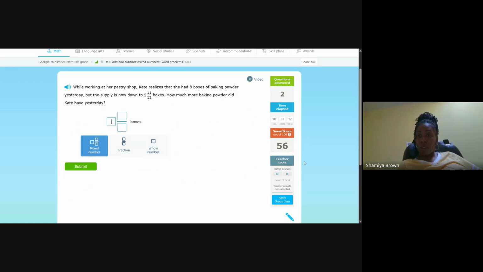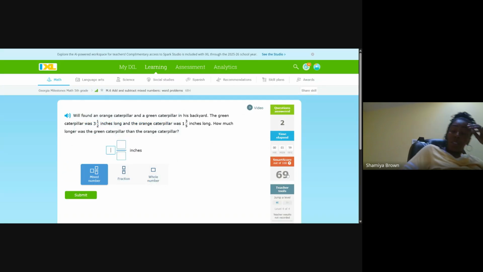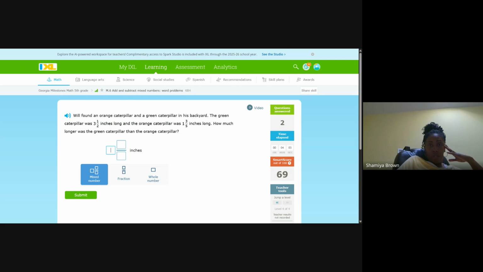Okay, we go to another level. So now you see how the regrouping works. That's what I wanted you to see, one of those. So let me do one more. Will found an orange caterpillar and a green caterpillar in his backyard. The green caterpillar was 3.5 inches long and the orange caterpillar was 1 3/5 inches long. How much longer was the green caterpillar than the orange?